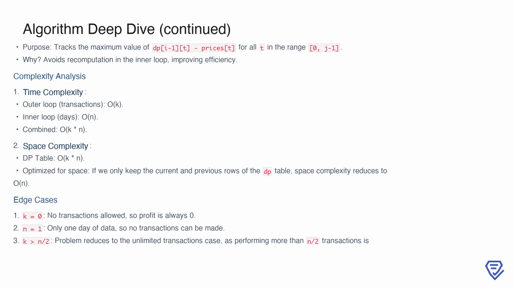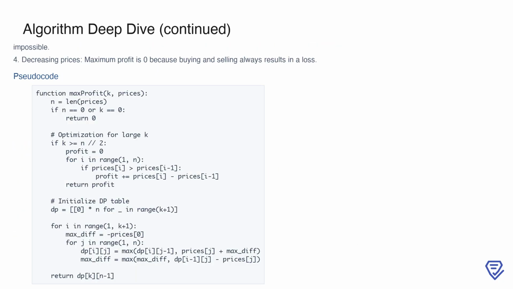If k is 0 or there's only one day of price data, profit is 0. Additionally, when k exceeds n/2, the problem reduces to the unlimited transactions case, as more than n/2 transactions would be redundant. Finally, let's review the edge cases and pseudocode for clarity. If the prices are strictly decreasing, no profit can be made, as every buy-sell pair results in a loss.